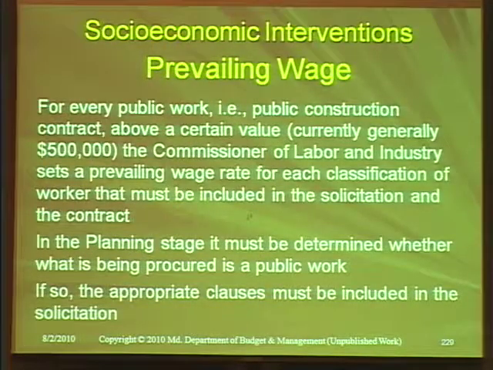Prevailing wage. Every public work, and a public work is a public construction contract above a certain value, and that value is $500,000, the Commissioner of Labor and Industry sets a prevailing wage rate for each classification of worker that must be included in the solicitation and the contract. In the planning stage, you must determine whether what you are procuring is a public work, and typically that means construction. Something on the roads, or building a building, or building a sewage treatment plant, or something of that nature. If you have a public work and you think in any way it might be over $500,000, you put in a clause requiring it to pay the prevailing wage. And you put in the appropriate clause. That's what you do.